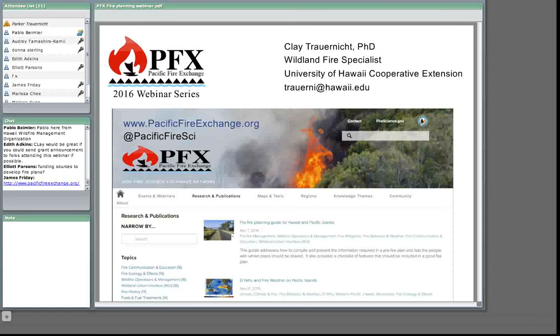But at the moment, I haven't looked closely enough, and I also haven't got permission from him to share it. But if he allows me to, I will post that on the same link where the guide is, to give a Hawaii-specific example. Right now, we just have a link to one that was developed for the mainland that I think will work as a model.